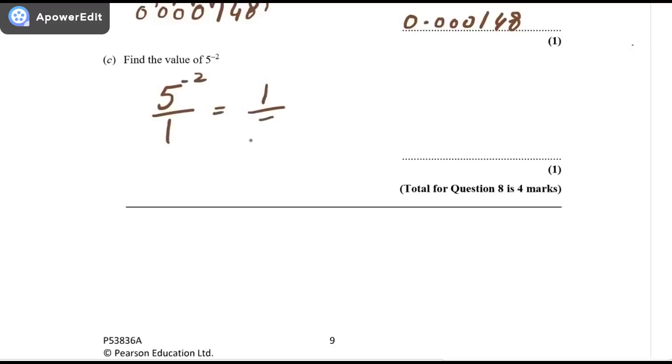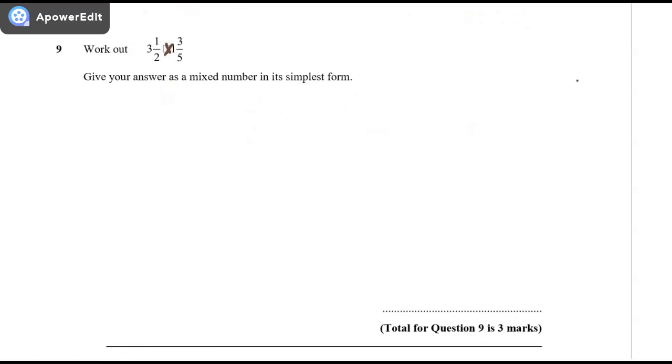So this is gonna be 1 over 5 to the power 2. So when you flip the numbers, this power becomes positive. So 5 to the power 2 is going to be 10. No, it's going to be 25. 5 times 5 is going to be 25. So 1 over 25. A lot of students make the mistake, they do 5 times 2. We're not going to do it like this. Next question. Question 9. Work out 3 and a half times 1 and 3 over 5.